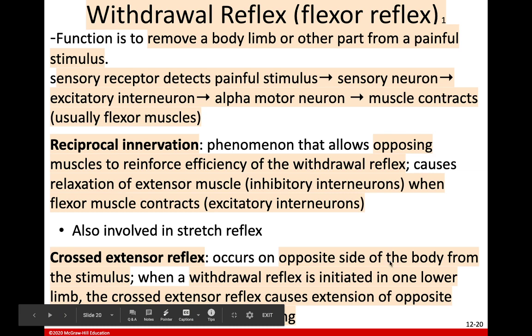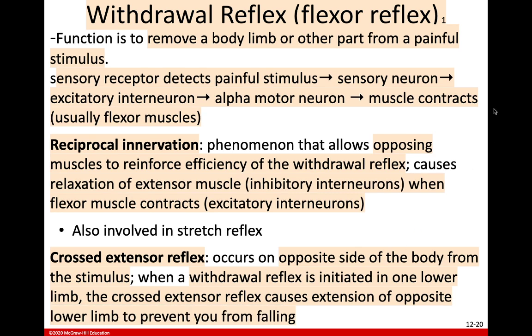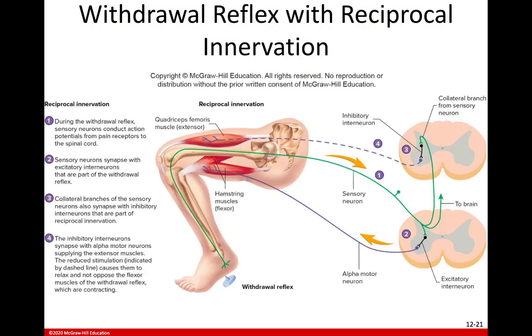It occurs on the opposite side of the body from the stimulus. When the withdrawal reflex is initiated in one lower limb, then the crossed extensor reflex will be initiated in the opposite lower limb to prevent you from falling. So at the same time you are withdrawing, you're activating the muscles to contract to withdraw, let's say the right leg, then the muscles in the left leg will be activated to contract to hold you up with that left leg. Okay, so this is with reciprocal innervation.